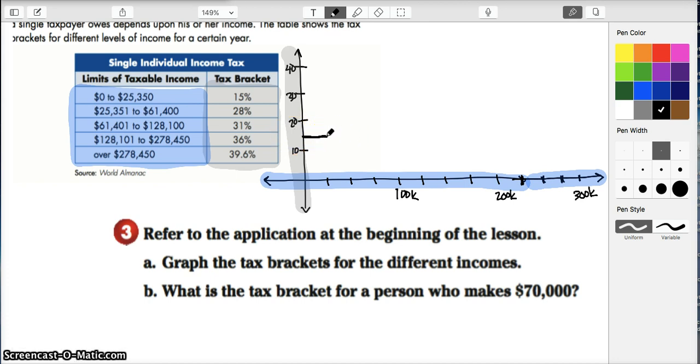But as soon as you get beyond $25,350, let's say that's around right there, as soon as you get beyond that, you are now going to be charged in the 28% bracket. So that brings you all the way up here, and it starts a little bit after 25,000, and then we move on until we get to 60,000, which is somewhere after this 50,000, right?